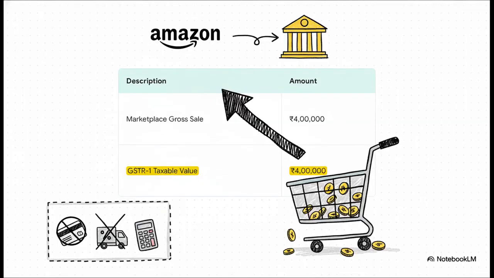All right, rule number 1, and this is a big one that trips up so many sellers. You have to use the gross sales value from your marketplace reports. So if your gross sale is 4 lakh rupees, that's the number you report, period. You don't subtract commissions, you don't subtract shipping fees, nothing. The government wants to see that full top-line sale value.